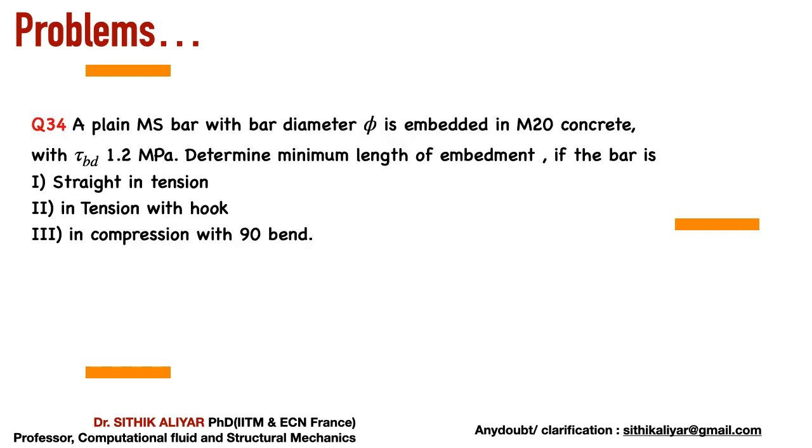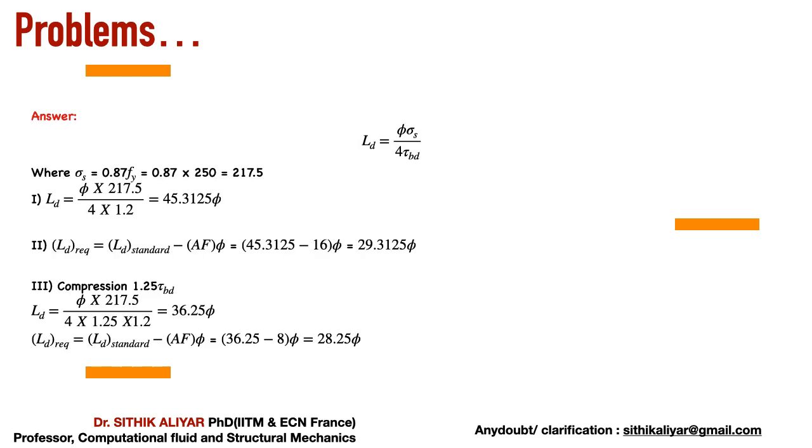Okay, so the third question: if your bar is under compression with a 90-degree bend. Compression for a mild steel bar is 1.25 into tau BD. I hope you can go back and see the table. So compression in a mild steel bar is 1.25 into tau BD. So you can see the formula below.